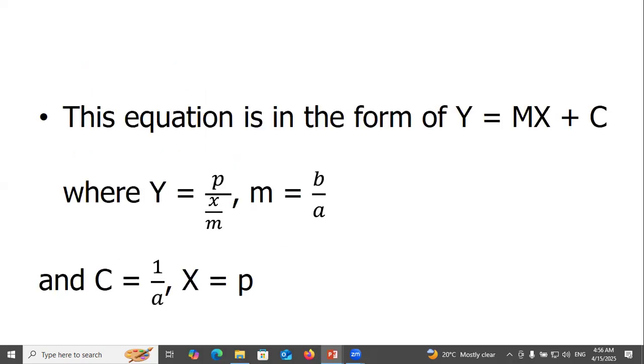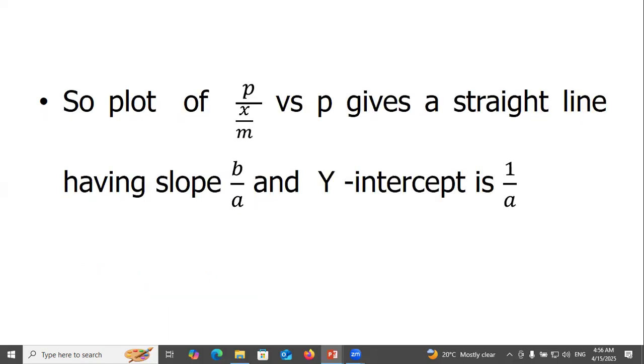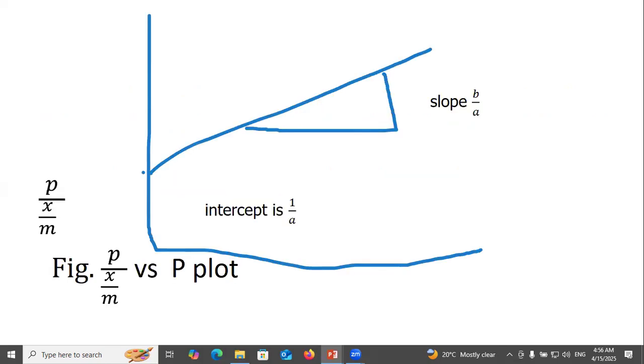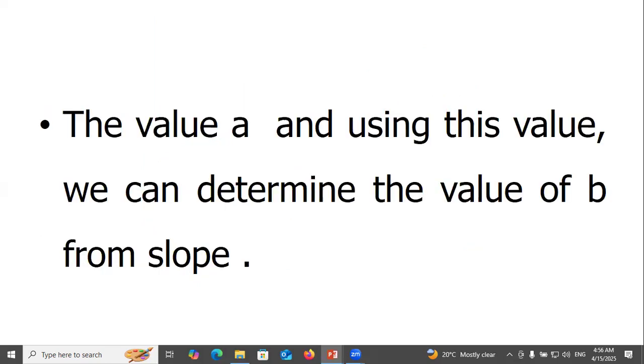This equation is in the form of y equal to mx plus c, where y equal to P over x over m, slope m equal to B over A, c equal to 1 over A, and x equal to P. So a plot of P over x over m versus P gives a straight line having slope B over A and y-intercept 1 over A. Using the intercept we can determine the value of A, and using this value, we can determine the value of B from the slope.